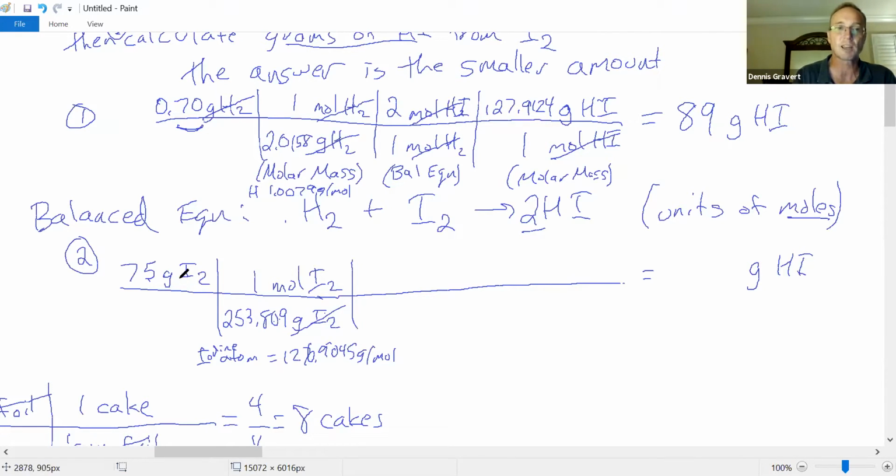Cool. That changed the grams of I2 into moles of I2. And now I have the right units for the balanced equation. Get out of moles of I2 and make them moles of this molecule, HI. Well, what's the recipe say? It says that every 1 mole of I2 will make 2 moles of HI. Every 1 mole, that's the number in front of I2, every 1 mole of I2, the number in front of HI, will make 2 moles of HI.